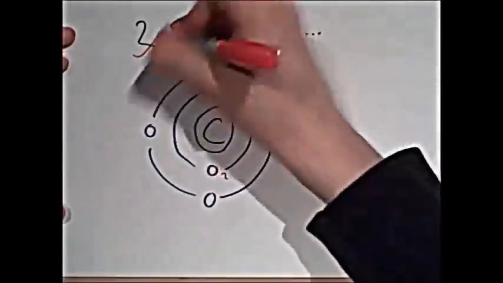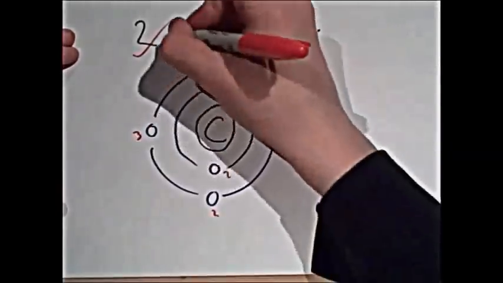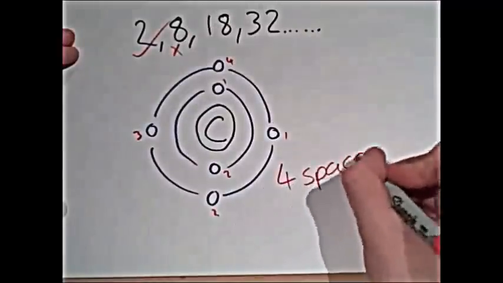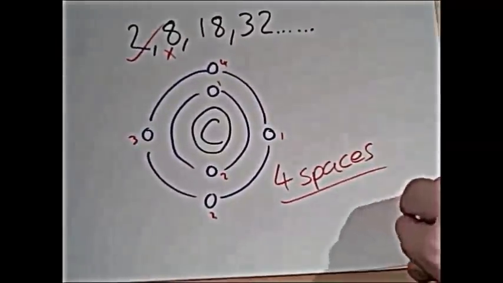Now, because carbon only has 6 electrons, 2 then 4, it has room for 4 more in its outer shell, allowing it to bond with 4 hydrogens, which only have 1 electron.